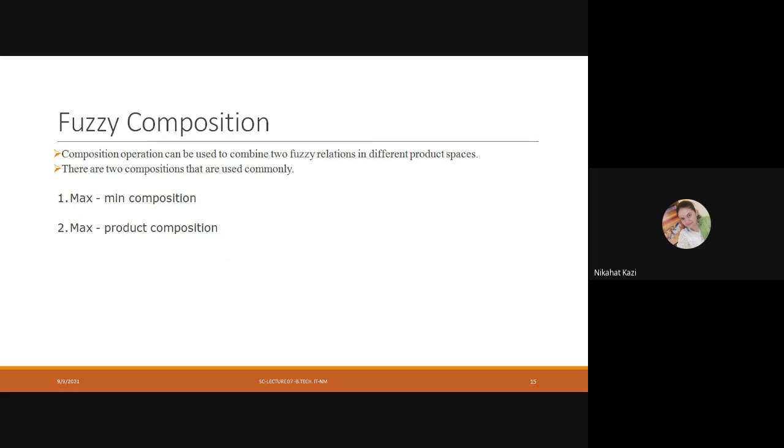Next is fuzzy composition. Fuzzy composition is basically, again, you want to combine two fuzzy relations where the relations belong to different product spaces or different universes. So one relation is on x cross y and the other is on y cross z. Then you can perform this fuzzy composition operation.